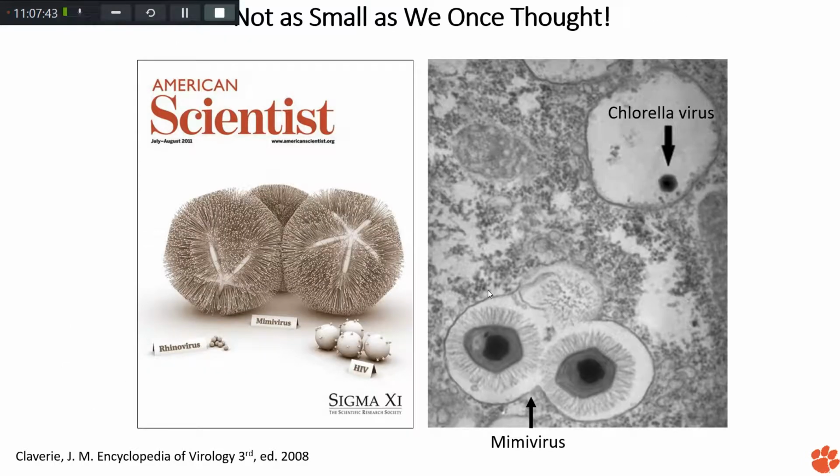On the other hand, they are not as small as we once thought. Pretty much around 2008, the first idea of these giant viruses came, and after that, people started discovering more. One was discovered from the permafrost in Siberia inside an amoeba. So these are the viruses of the protist.